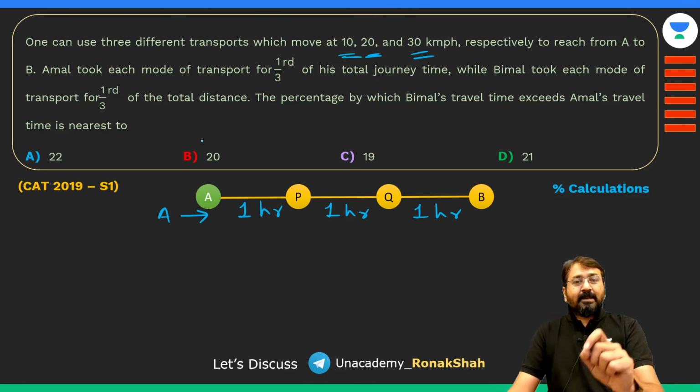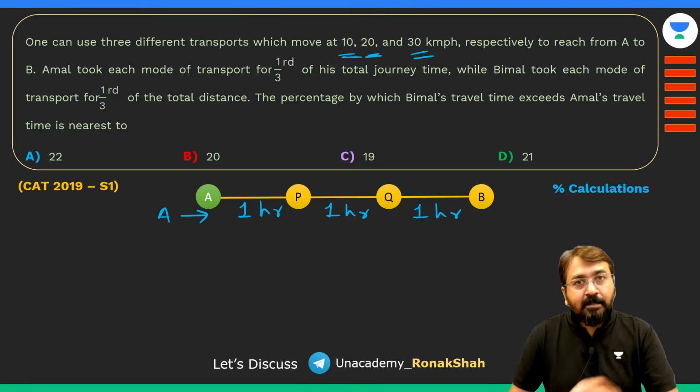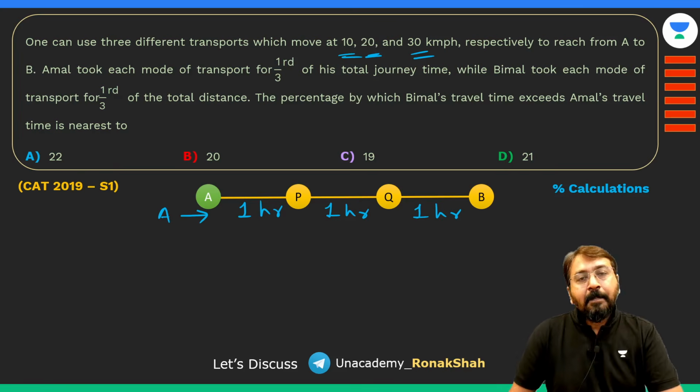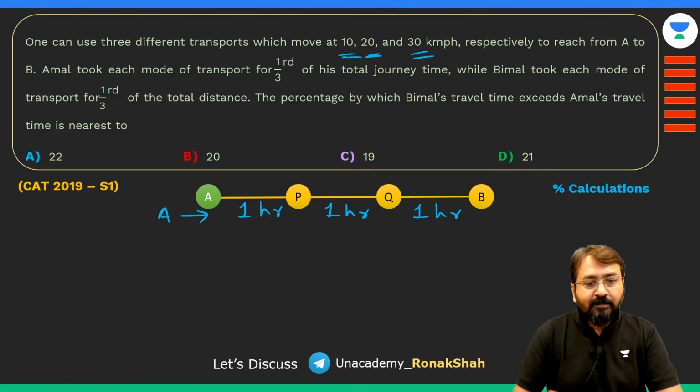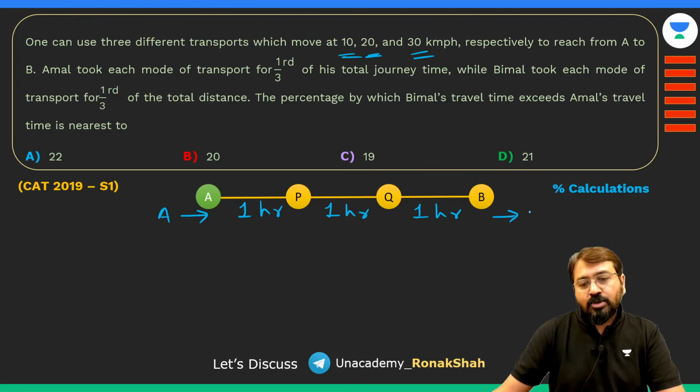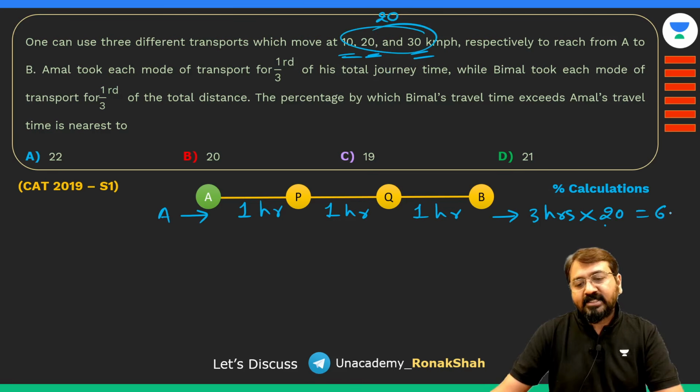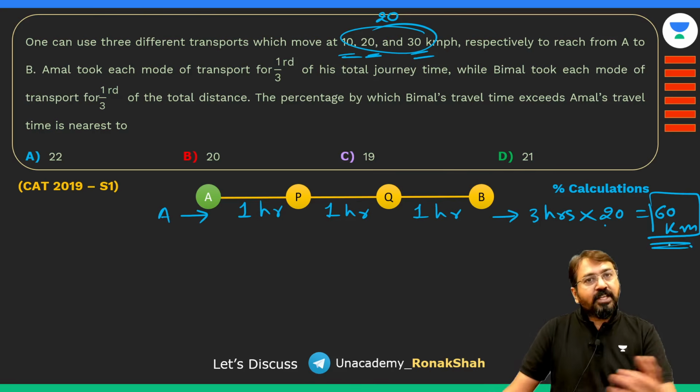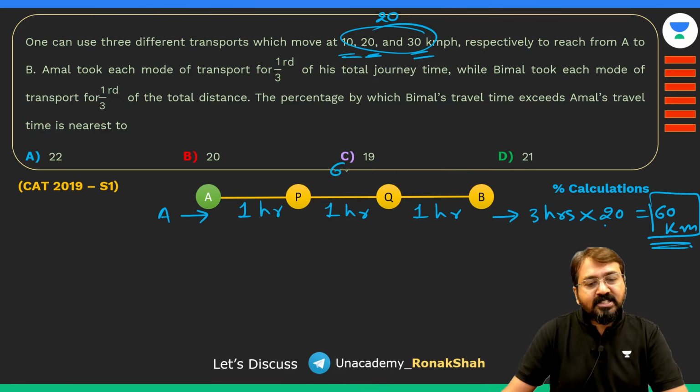Now there is a concept in time speed distance, particularly in the average speed part, that for different journeys, if the time taken is the same, then the average speed is the simple average of speeds. So can I say Amal has traveled over here for 3 hours, and his average speed will be straight away the simple average of these three speeds, that is 20 km per hour. So can I say he has traveled for 60 km distance? Yeah, so we got the distance of the total journey, which is 60 km.